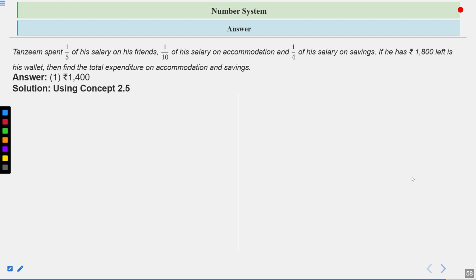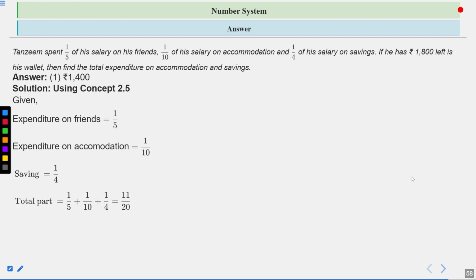Now see the detailed solution using concept 2.5 in this question. Given that expenditure on friends is 1 by 5, expenditure on accommodation is 1 by 10, and savings is 1 by 4. Now the total part is 1 by 4 plus 1 by 5 plus 1 by 10, which is equal to 11 by 20. Now the remaining will become 1 minus 11 by 20, which is 9 upon 20 part.